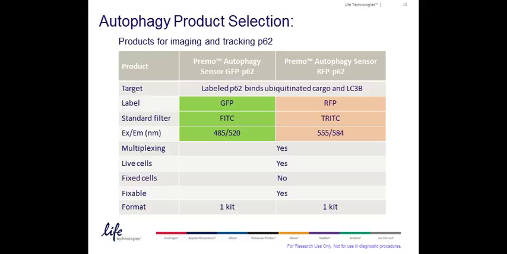Again, if we use our selection guide to look at the various properties of these RFP and GFP chimeras, they're primarily used in live cells, although they can be fixed and multiplexed with other antibodies.